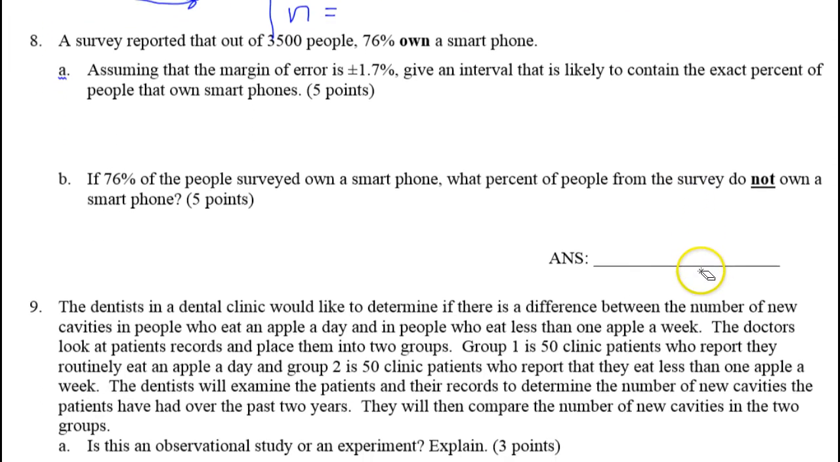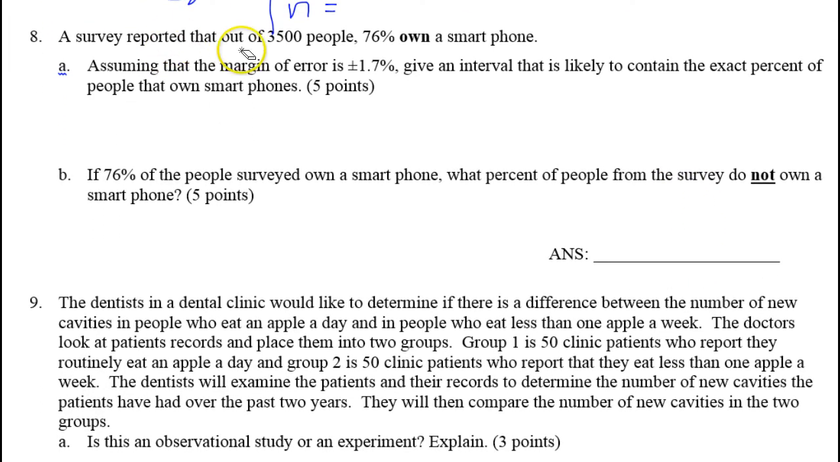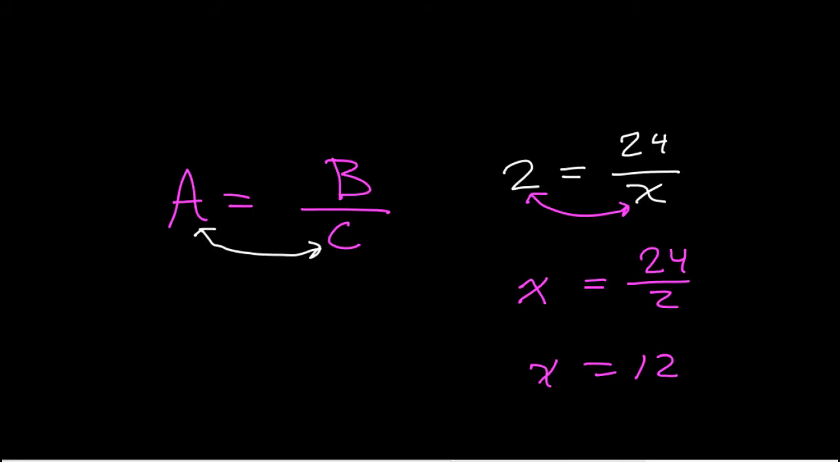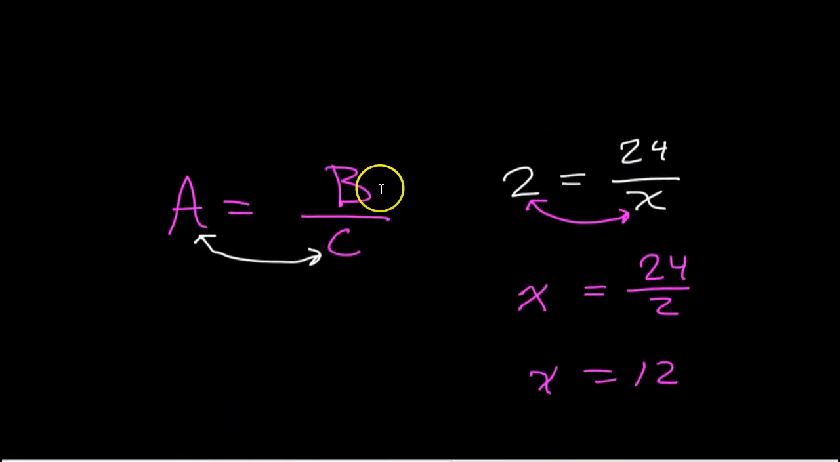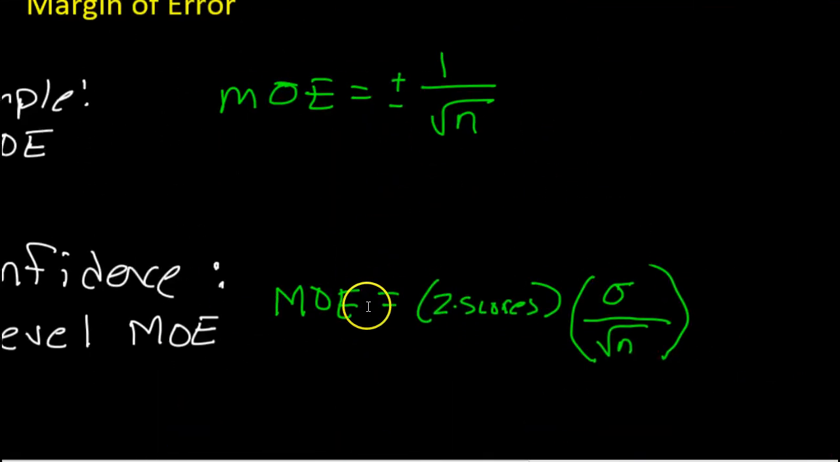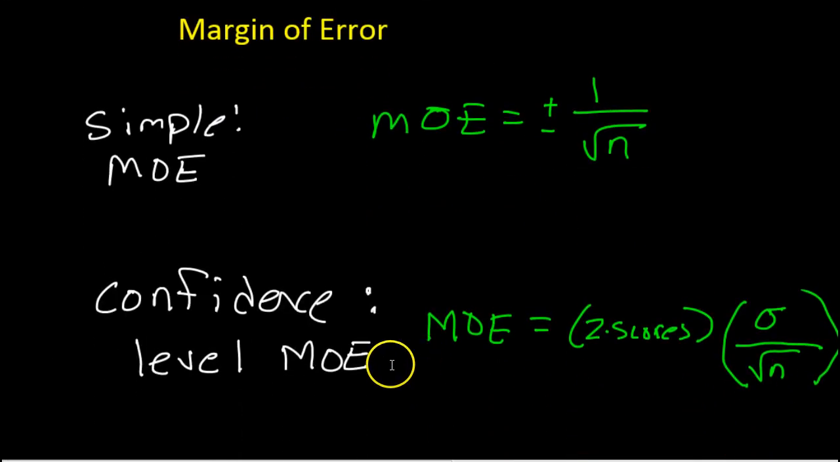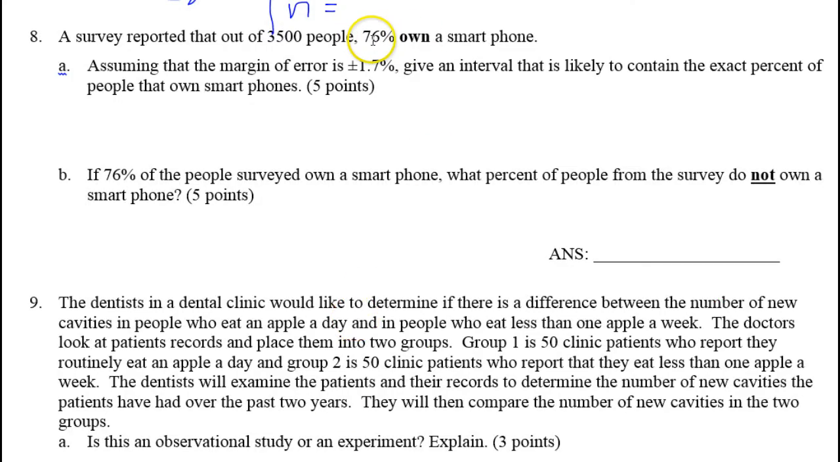All right, let's move on to number 8. The survey reported that out of 3,500 people, 76% own a smartphone. So that's similar to my last example, where I was talking about 22% of the people approved or whatever. So in this survey, 76% of the people own a smartphone.